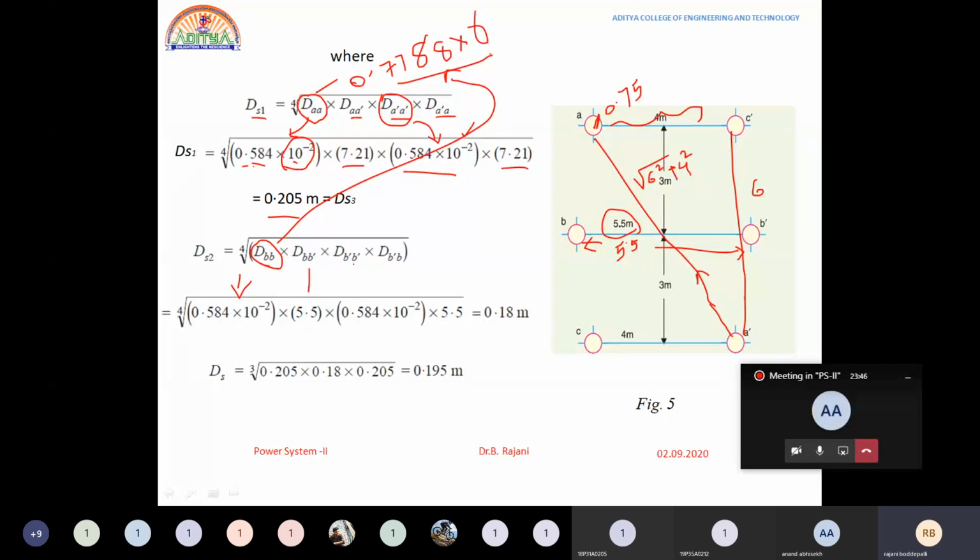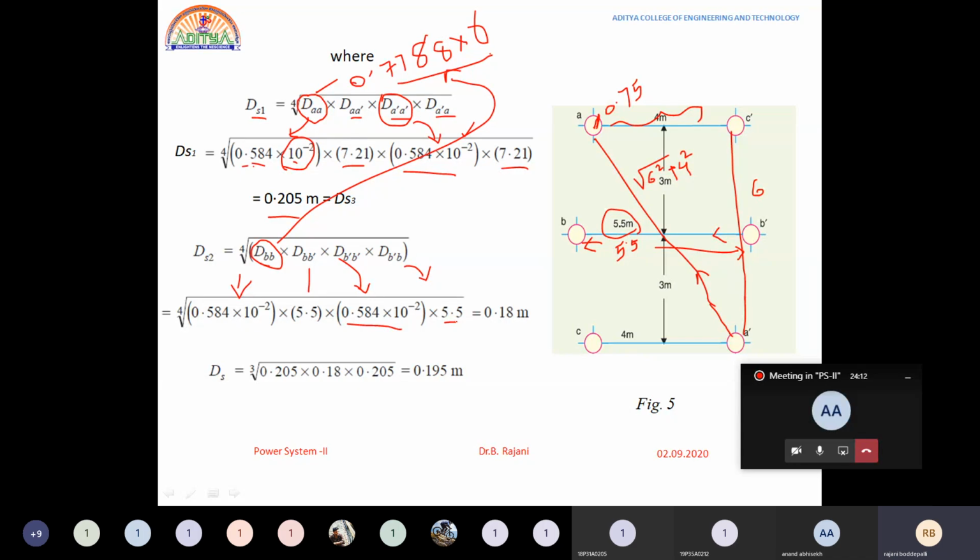Okay, DB dash B dash is 0.584 into 10 to the power of minus 2, which is nothing but 0.7788 into R. This value gives you this term. So this term gives the value of 0.584 into 10 to the power of minus 2 if it is converted in meters. Now again DB dash B's value is what? B dash to B, it is in reverse direction, is also the same as 5.5. So we have kept over here.